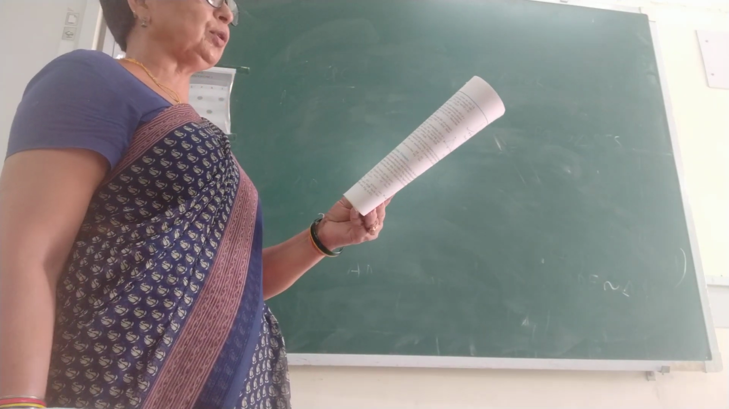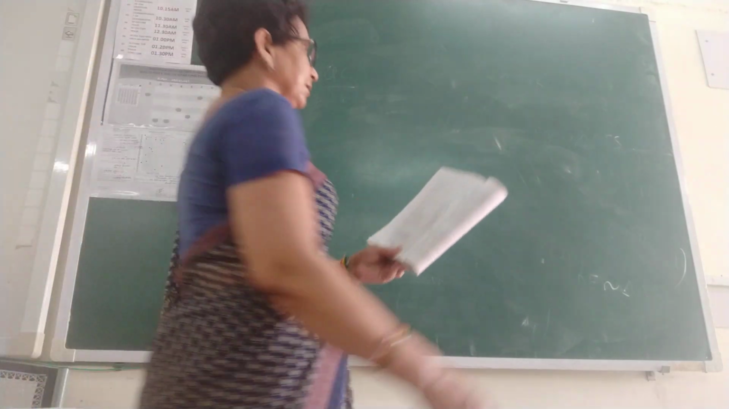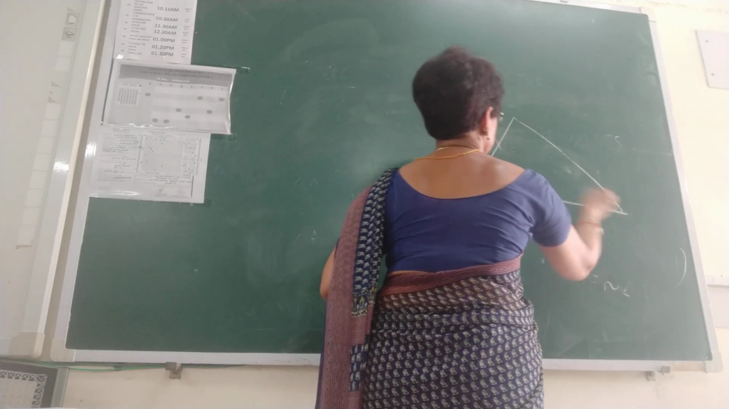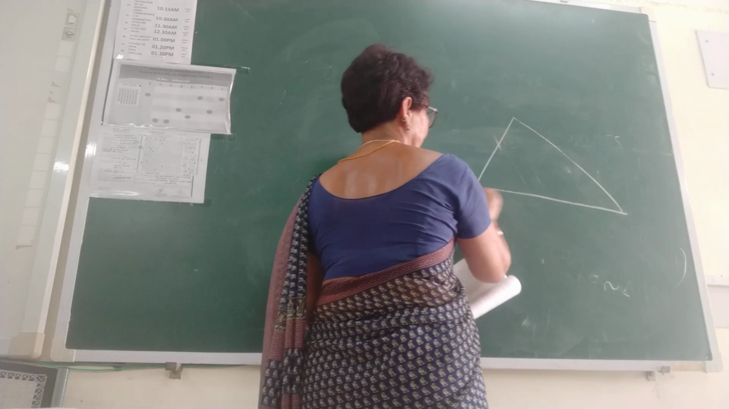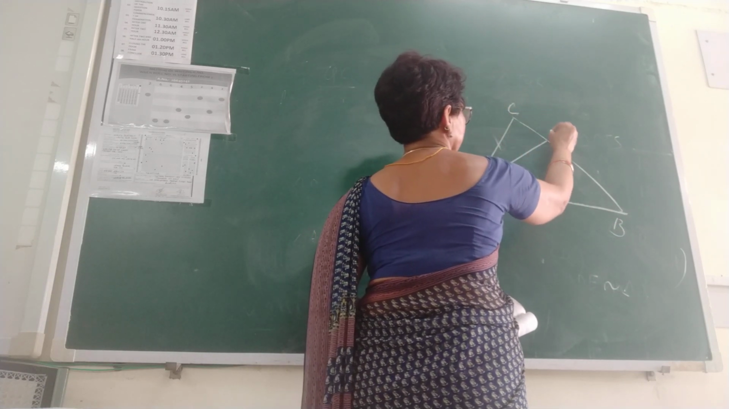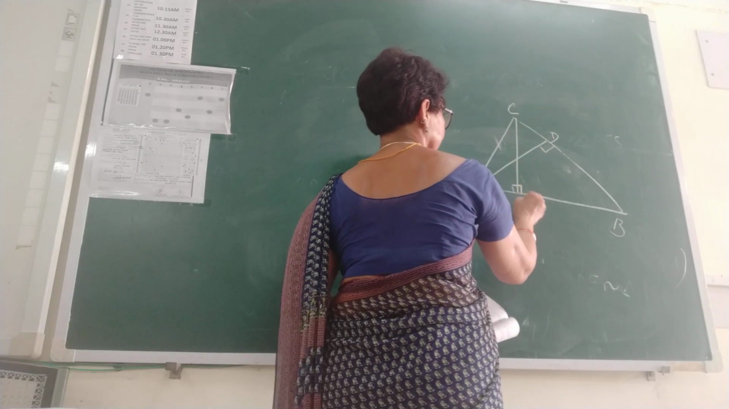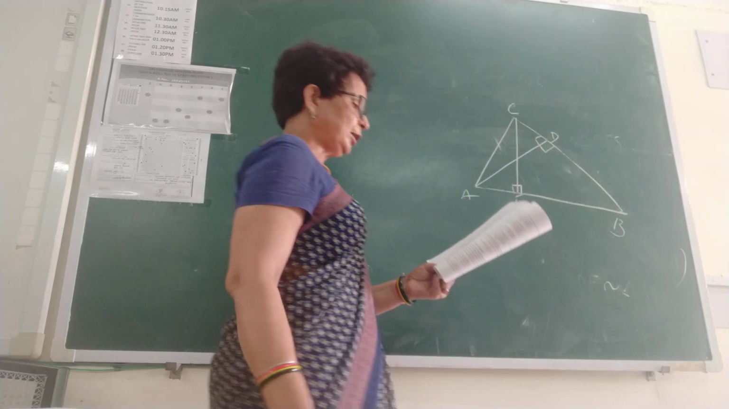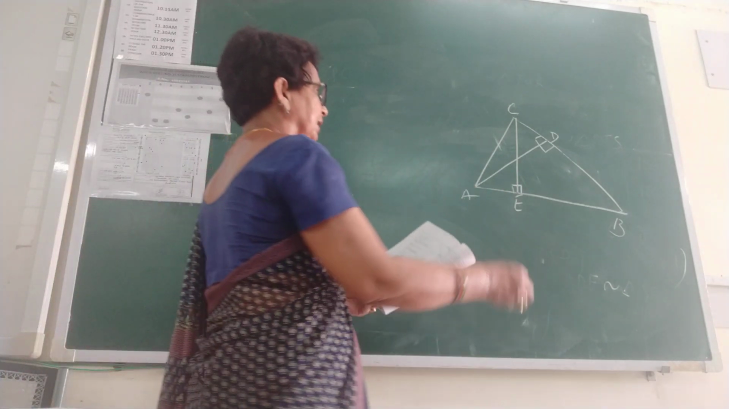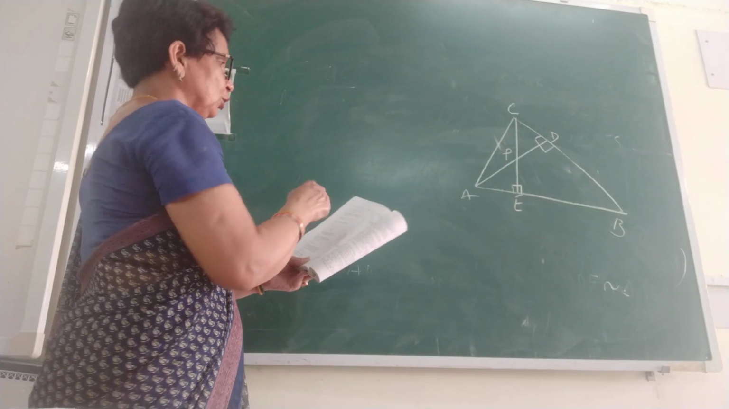Come to 7th question. Triangle is ABC. Altitudes AD and CE of triangle ABC intersect each other at a point P. We have to show this.